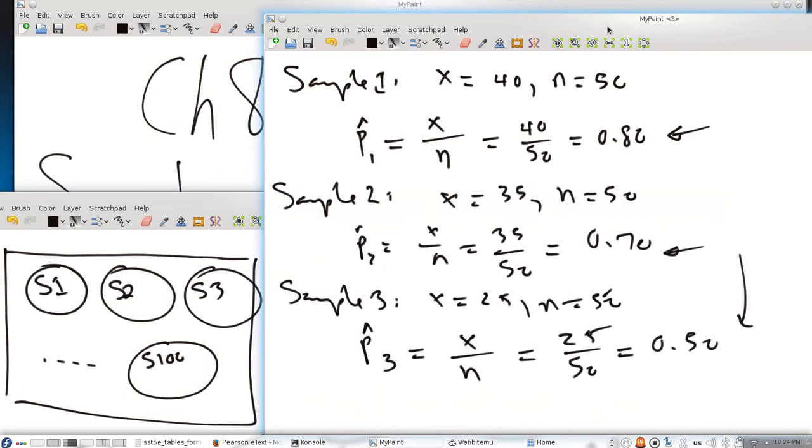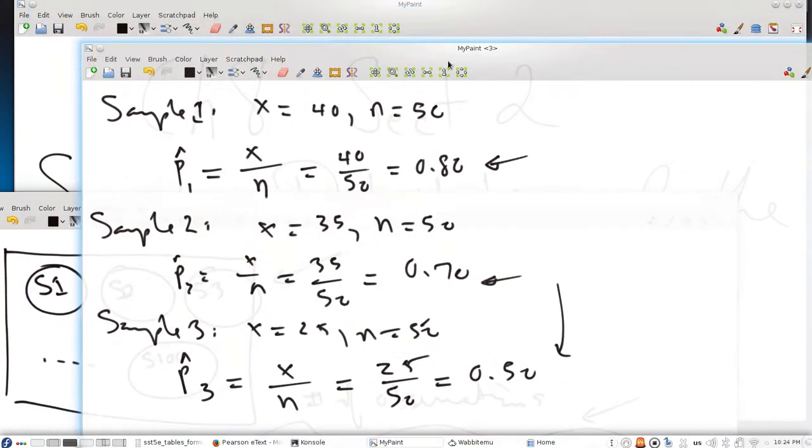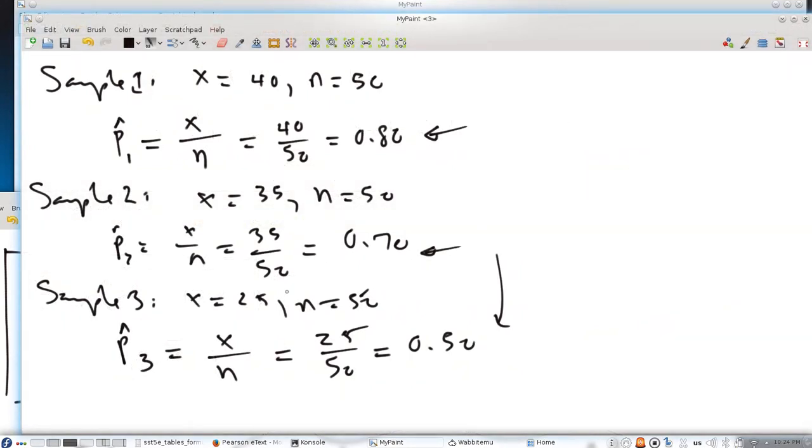However, if we compute the mean value of all of these samples, and there are 100 samples, right here we have 100 samples. So let's say I have sample 100, and let's just say that p-hat of 100 is actually equal to, let's say, 58%.